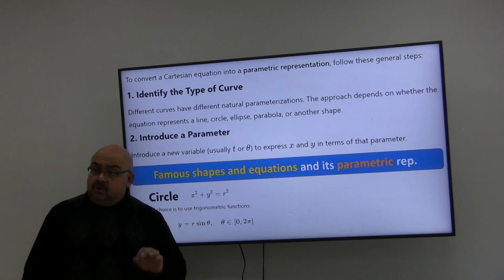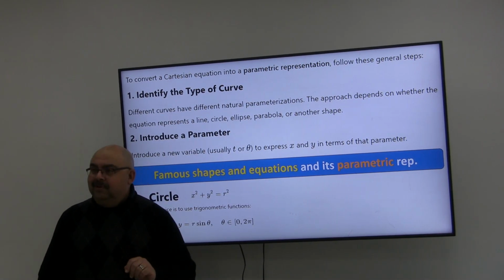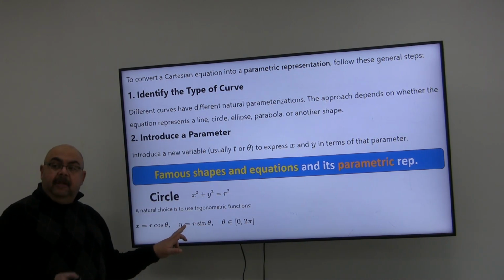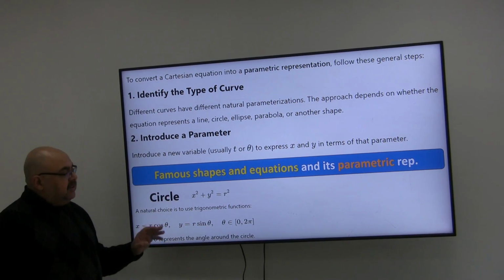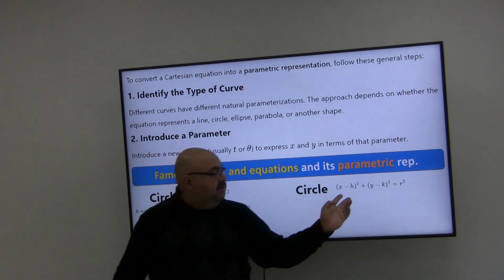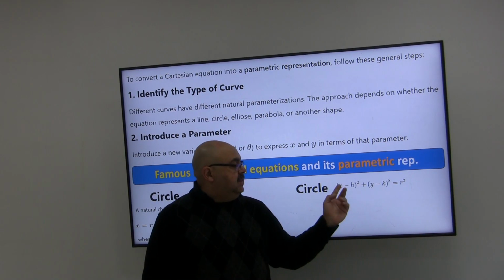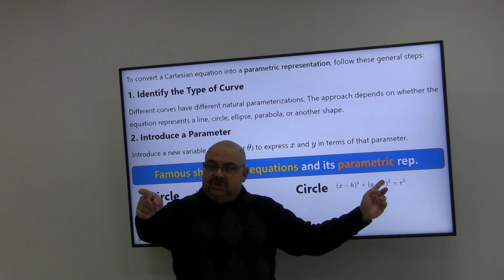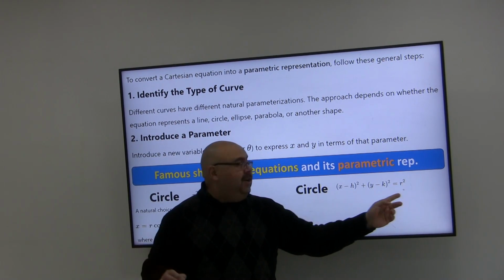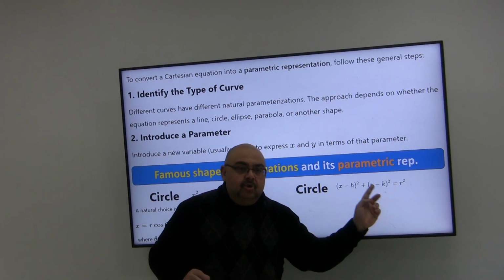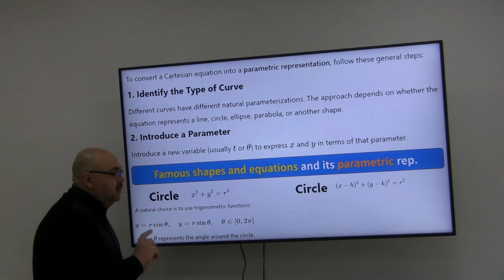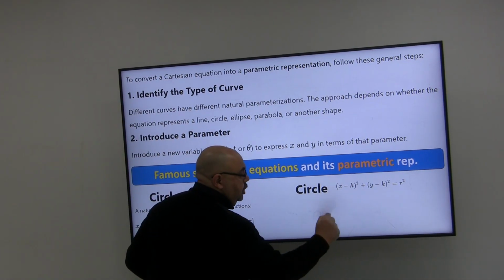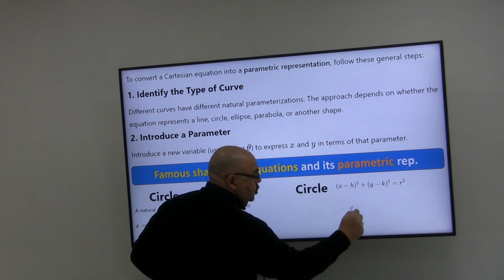What if the circle is not at 0, 0? What if the center is not at the origin? All you have to do is add the coordinates of the center in front of x and y. So if you have a circle x minus h to the power of 2 plus y minus k to the power of 2 equals r squared, that's a circle with radius r, but the center is at h and k.